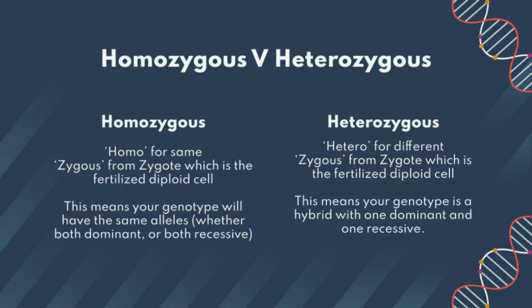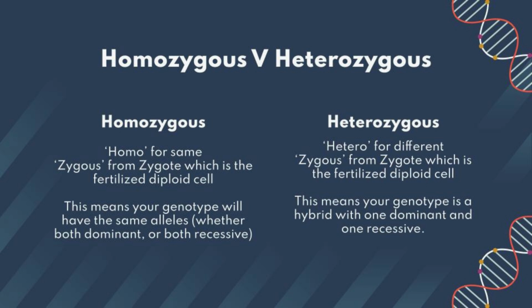When we're talking about traits, we're also going to talk about homozygous versus heterozygous. Homozygous is when you have 2 alleles that are the same for a gene. So remember, homo is the root for same, zygous for zygote, which is the fertilized diploid cell. So this means your genotype will have the same allele, whether both dominant or both recessive.